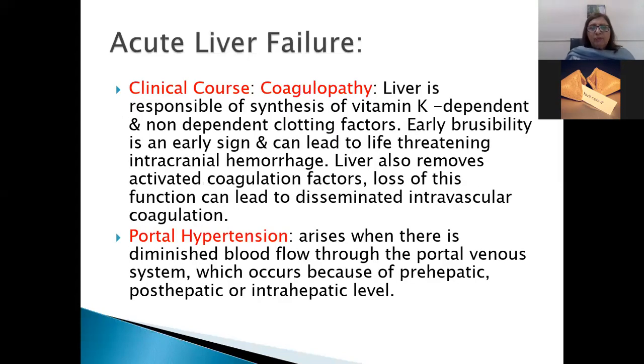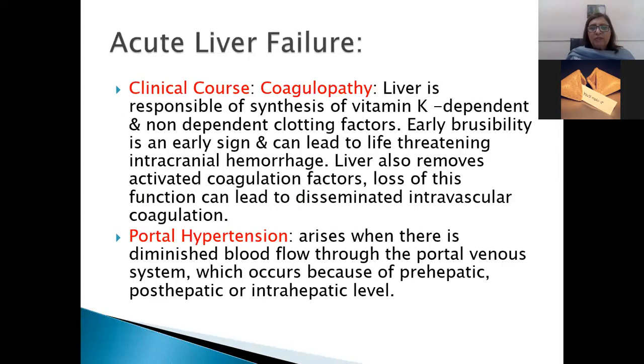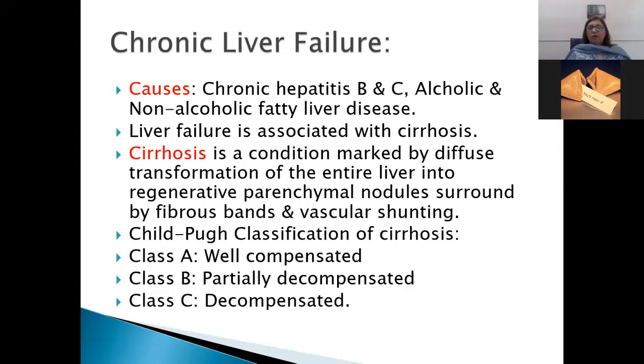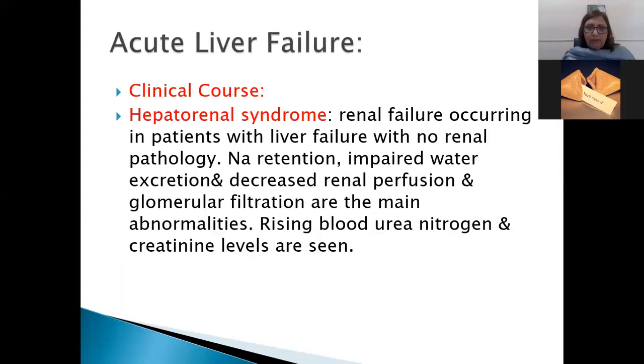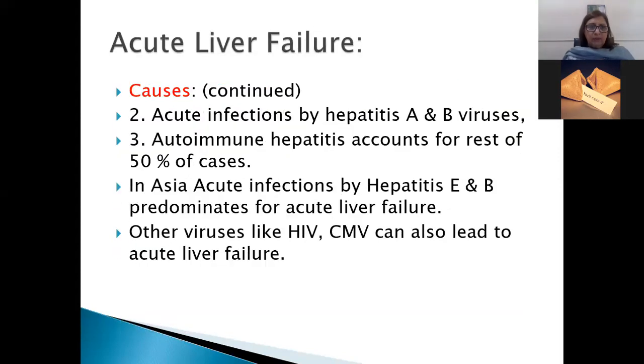If I repeat the clinical course in acute liver failure, there is hepatic encephalopathy, coagulopathy, portal hypertension, and hepatorenal syndrome. Now we are going on to chronic liver failure. Acute liver failure, I hope, is clear; I'm just going to quickly go through it again.